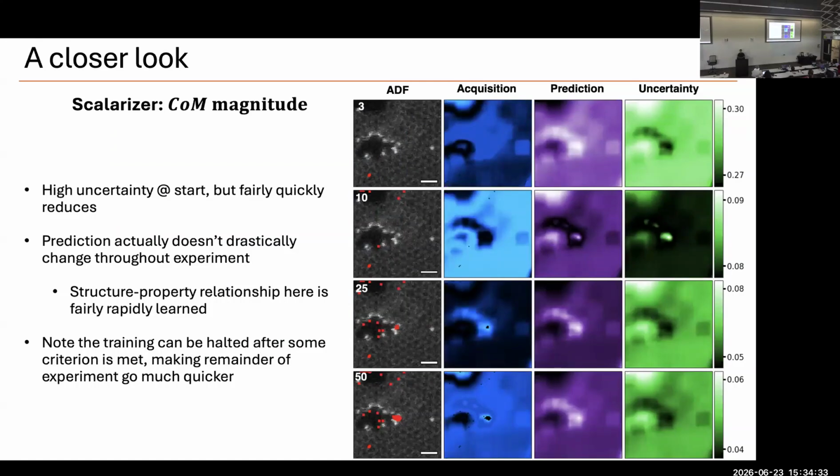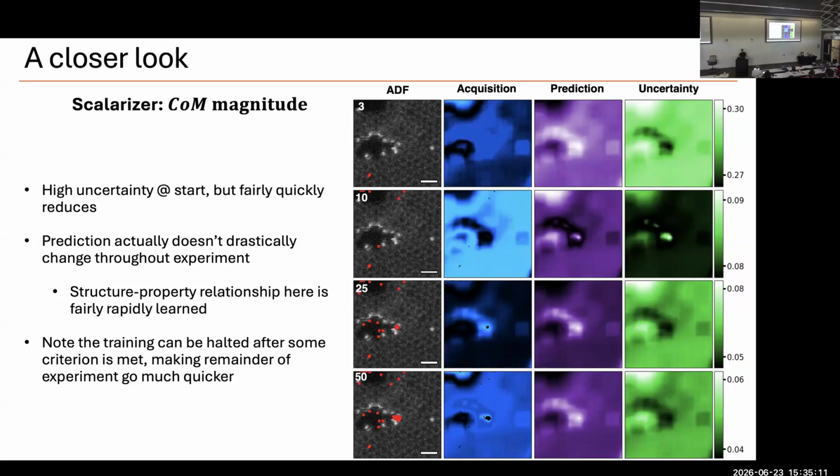If we take a closer look at some of those frames, there are a few interesting patterns that emerge. Here I've listed frame 3, frame 10, 25, 50. It turns out the structure property relationship here is learned very, very early. You can see that because the prediction doesn't really change much from frame 3 to frame 50. But you can also see the uncertainty converges very quickly, except around this one spot that we saw the algorithm just kept measuring over and over again.